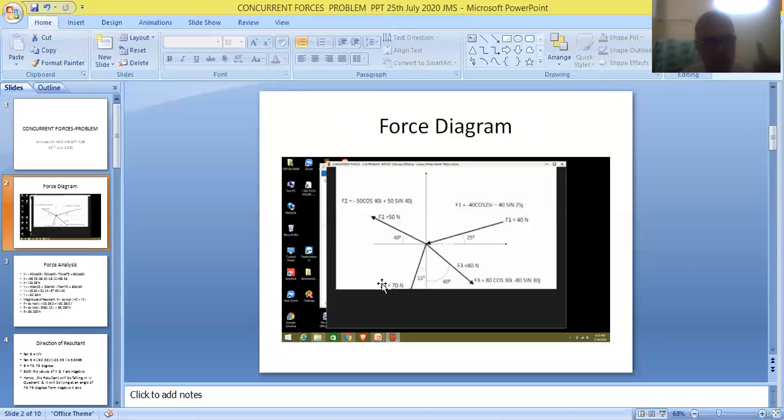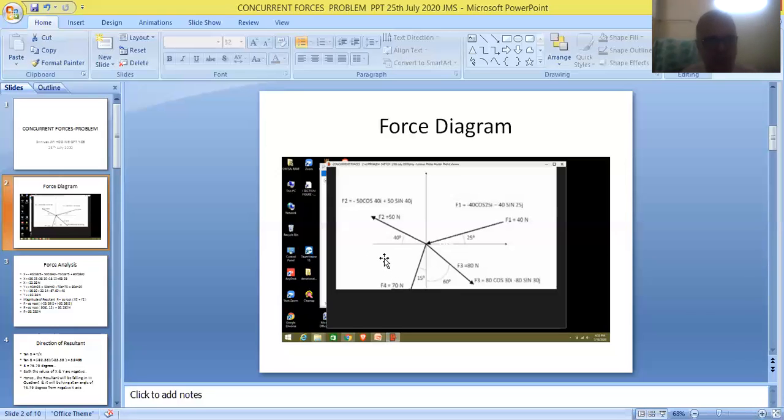And friends, theta is obtained as 75.79. So this resultant will be acting in the third quadrant, located at an angle of 75.79 degrees from the negative x-axis. Both the values are negative, so it falls in the third quadrant.